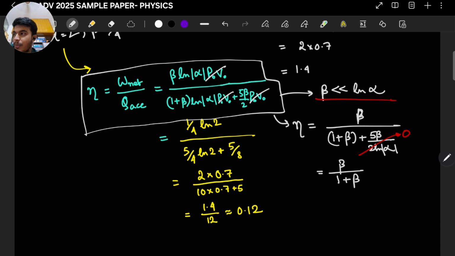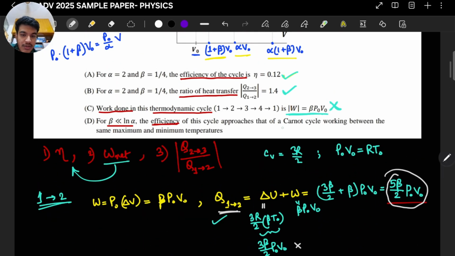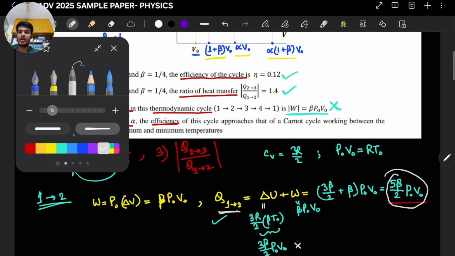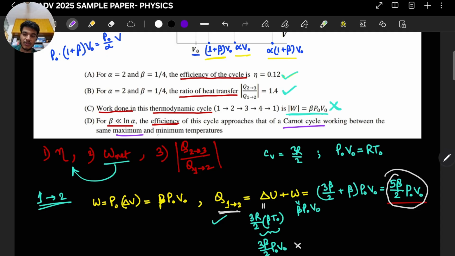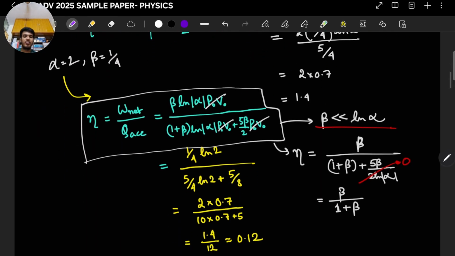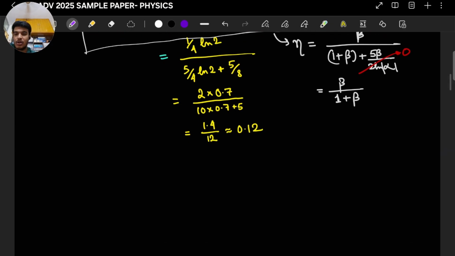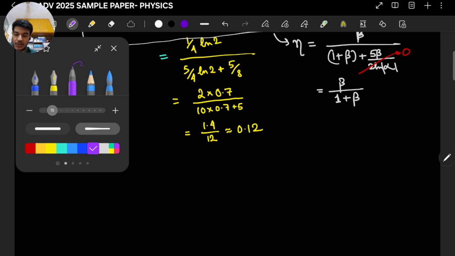Alright, now for beta much less than ln alpha, our last option states that the cycle will approach the efficiency of a Carnot cycle working between the maximum and minimum temperatures. And we know the Carnot cycle efficiency is the maximum that any ideal cycle can attain. So what is the efficiency of the Carnot cycle?